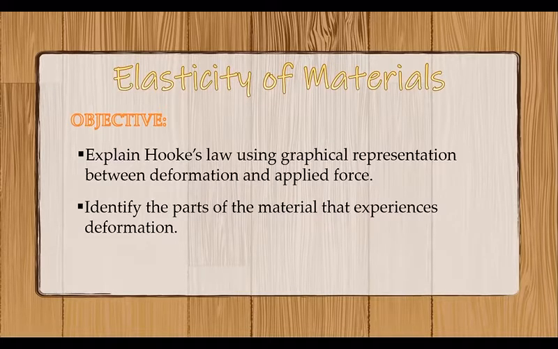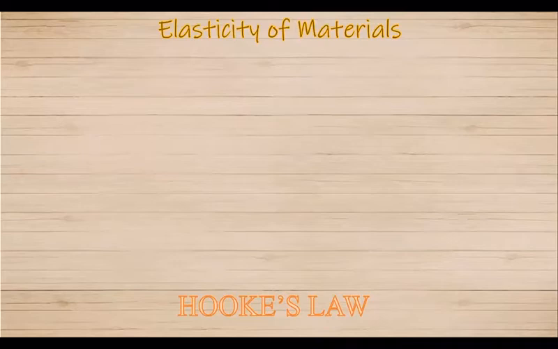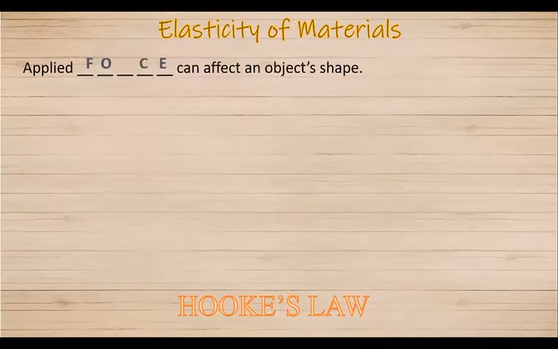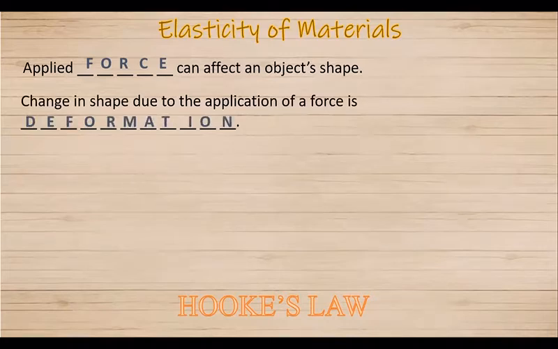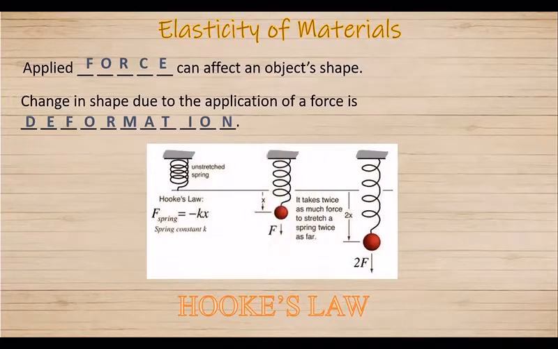Last week, we discussed about Hooke's law, which explains that when force is applied towards an object, it can change its shape. And this change in shape due to the application of force is known as deformation. So even very small forces are known to cause some deformation. If you apply too much force to an elastic material, like what you are seeing now, it will lose its elasticity and the material will be deformed. This will happen when the elastic limit of the material is already reached.